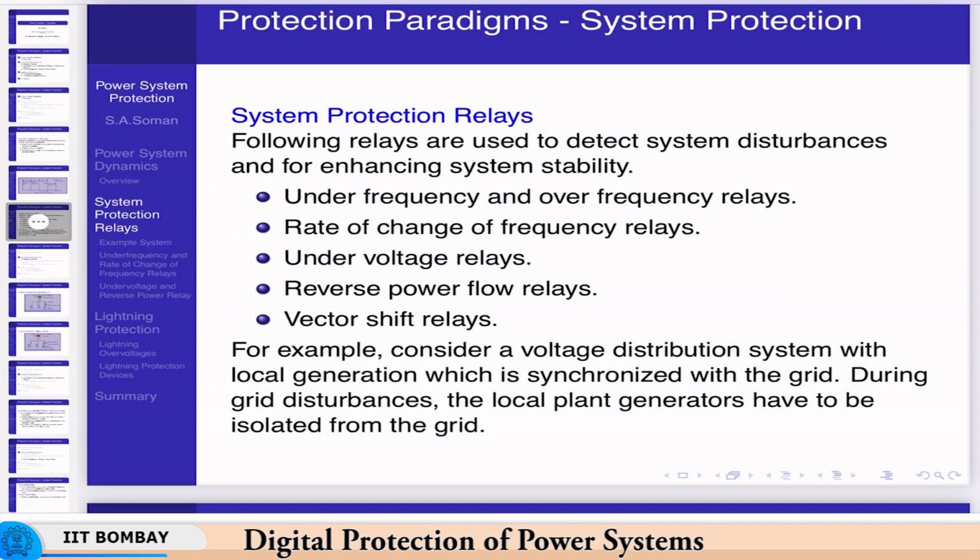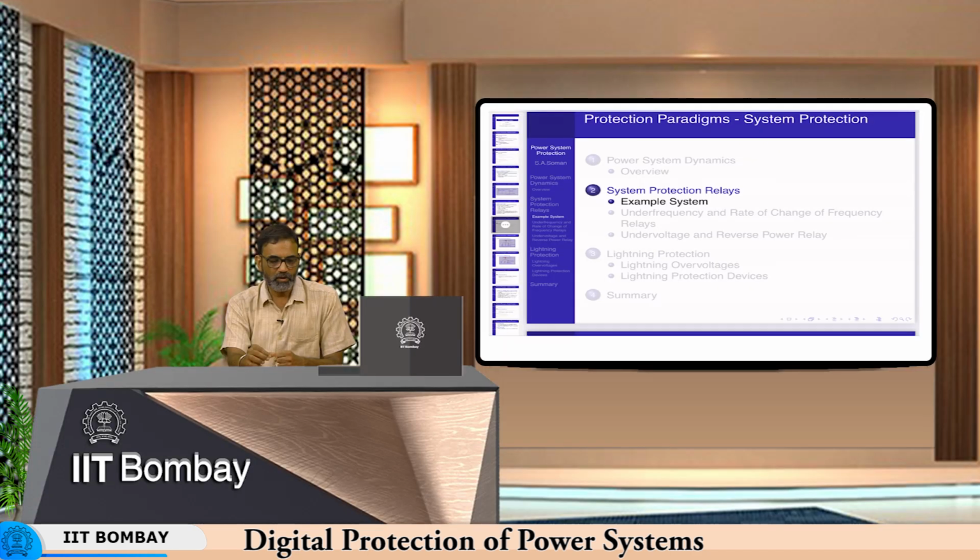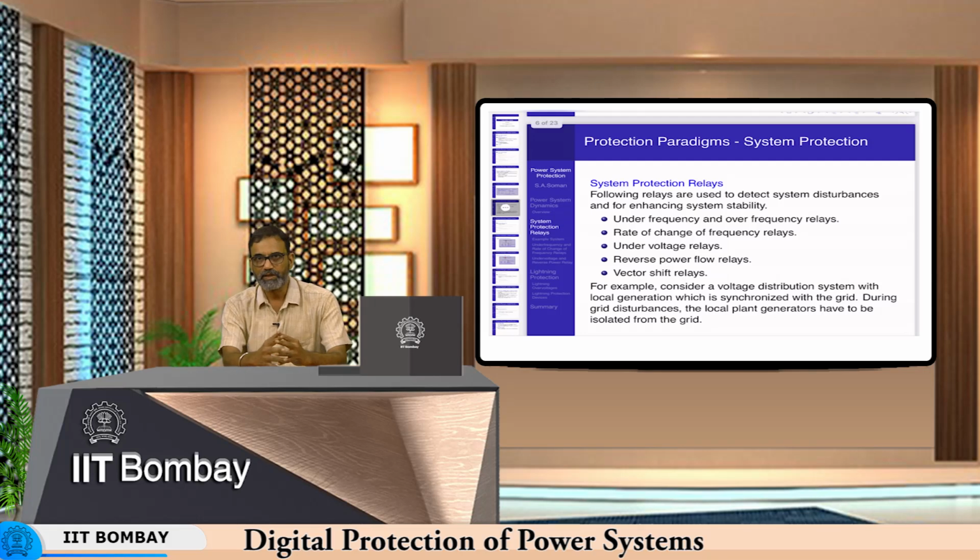So to prevent damage to the machines, either an over frequency or an under frequency relay will be used, or multiple relays will be used. Okay, so we will see an example here of a system where under frequency relays are used. Now, you would ask why multiple relays are needed.